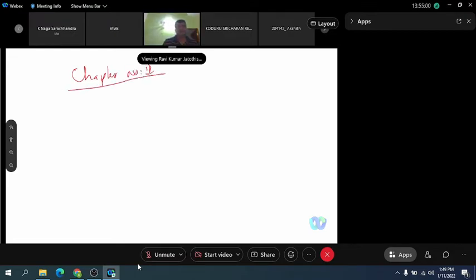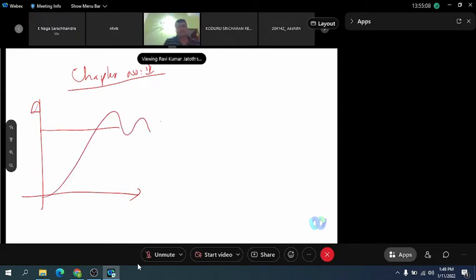Now I have a system like this. When I apply an input to the system, the output is as follows. This is the input.